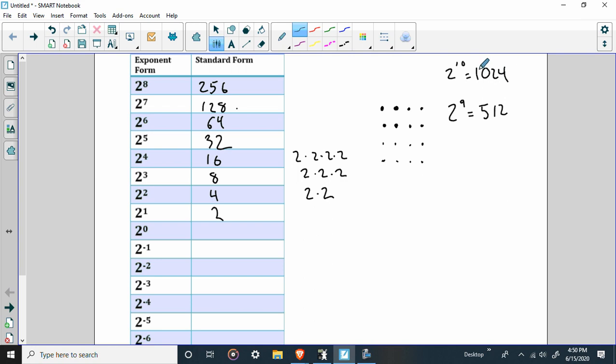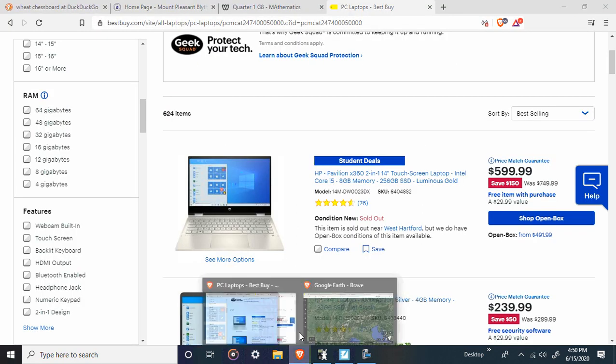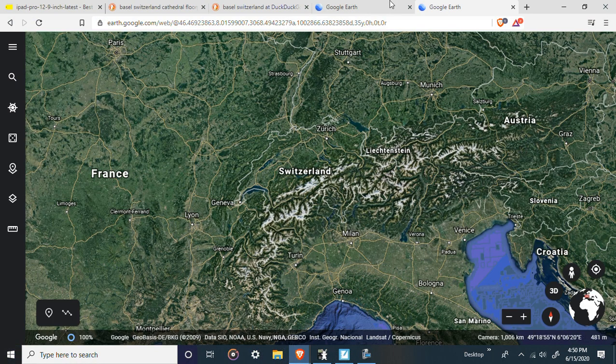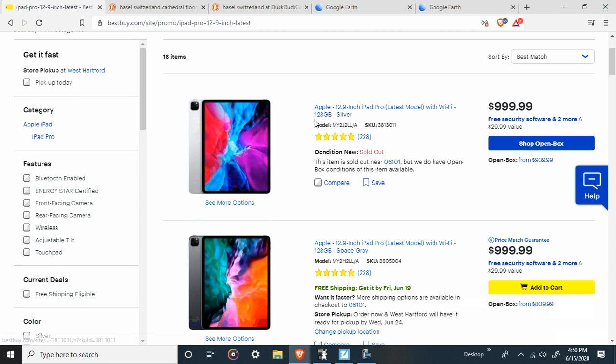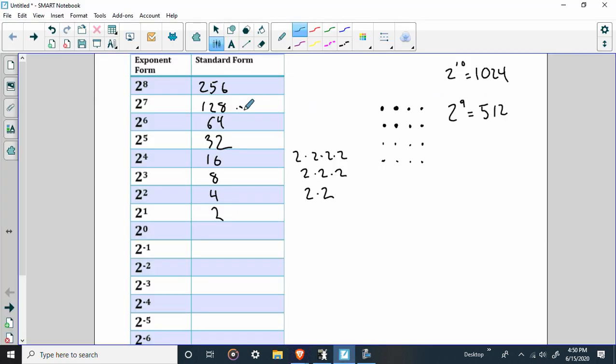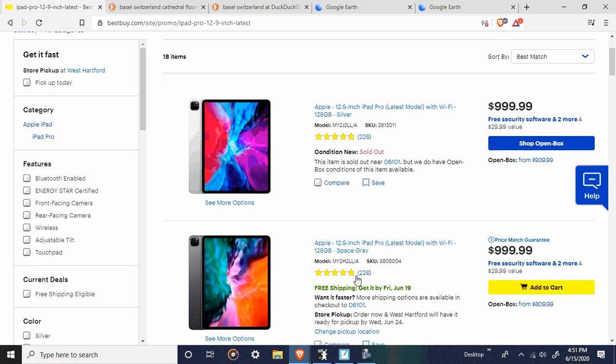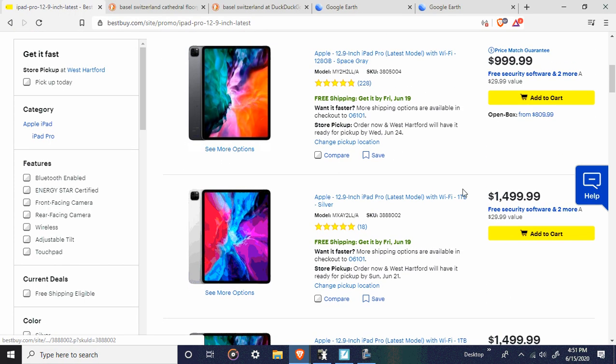Okay. So where do we see these numbers in everyday life? Chances are, if you are working on a computer right now, which you probably are, or using something like an iPhone or an iPad, these numbers come up a lot. So if we take, for example, iPads, I went to Best Buy and looked up iPads, right? If you notice how much memory there is, there's 128, right? That was one of our numbers. It's right here. That's one of our numbers. What else do we have? I've got 128, 1 terabyte.